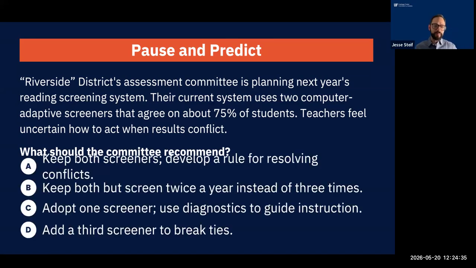A, keep both screeners and develop additional rules for resolving conflicts, for example when screener A says, "Yep, we're at risk, we're in the 20th percentile," and B says, "No, we're not at risk, we're in, say, the 40th percentile, and we've identified the 35th percentile as the risk line." Or B, we can keep both, but reduce the number of screenings to twice a year instead of three times. C, we can adopt one screener and then use diagnostics to guide instruction. Or D, we can add a third screener to break ties. So go ahead and take a moment.